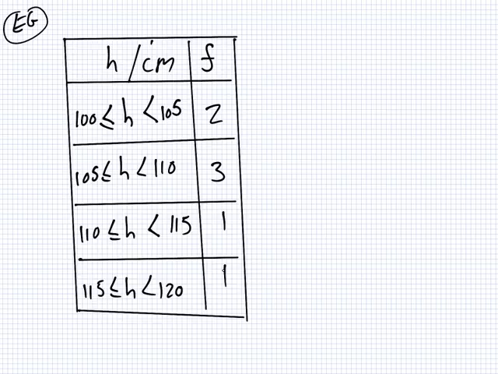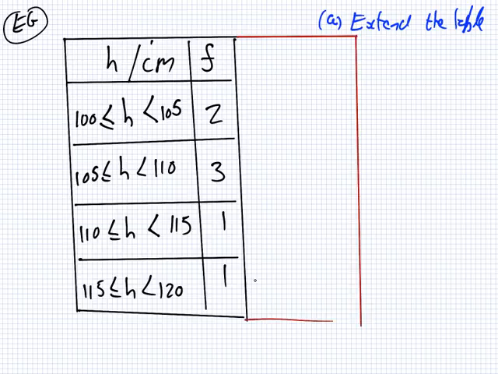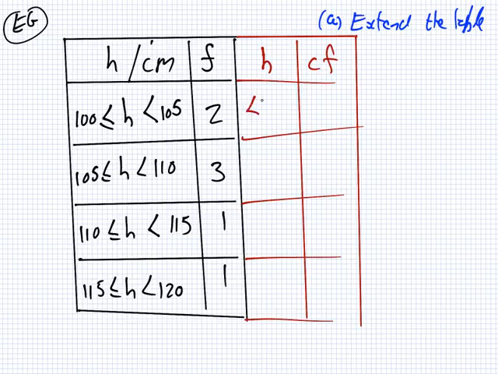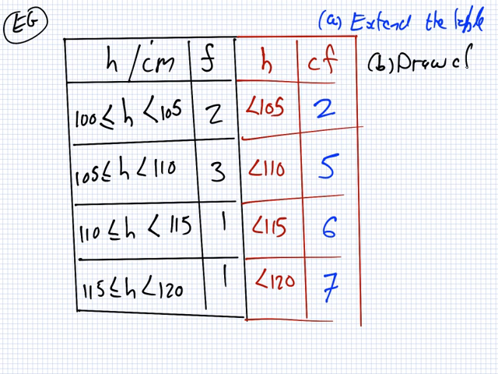So for cumulative frequency, in the exam, what they would ask you to do is to extend the table, meaning to include the cumulative frequency. So we need an extra 2 boxes here. One for the height and then one for the cumulative frequency. So the height here is less than 105, less than 110, less than 115, less than 120. What's the first number here? 2, 5, 6 and 7 then. And part B will be to draw the CF curve.